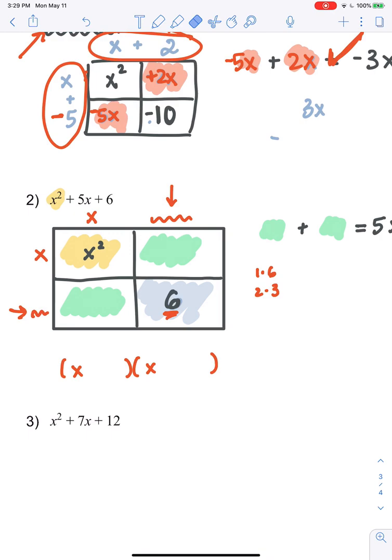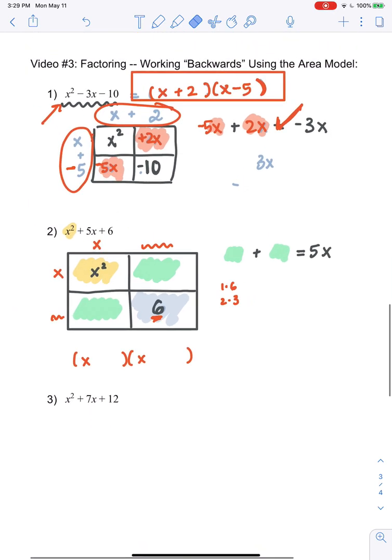So we have to start testing those numbers because remember, those green numbers here have to add up to 5x. So let's try 1 and 6 first. So x plus 1, x plus 6. I forgot to mention, I also could have negative 1 times negative 6 and negative 2 times negative 3, because this here is a positive 6. So we're just testing out. Okay, now let's multiply in. So we have 1x and 6x. So does 1x plus 6x equal 5x?